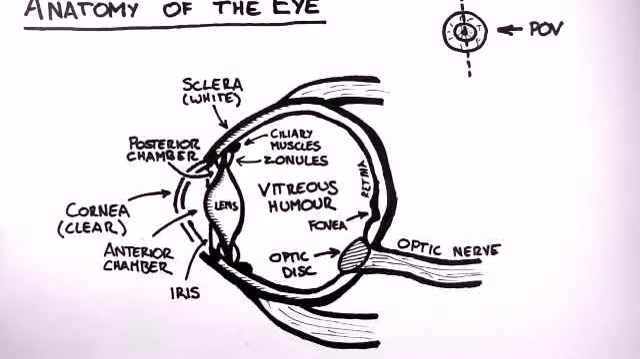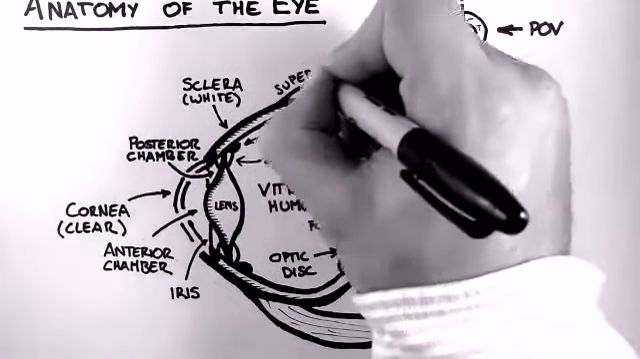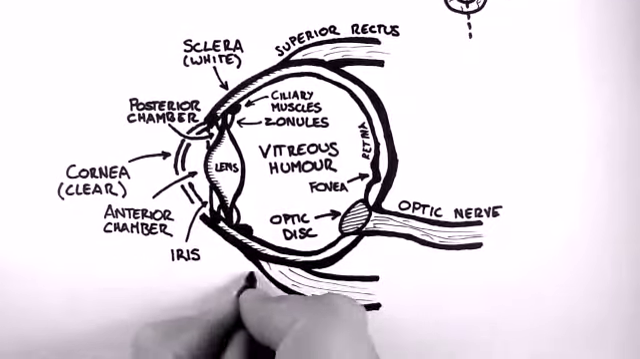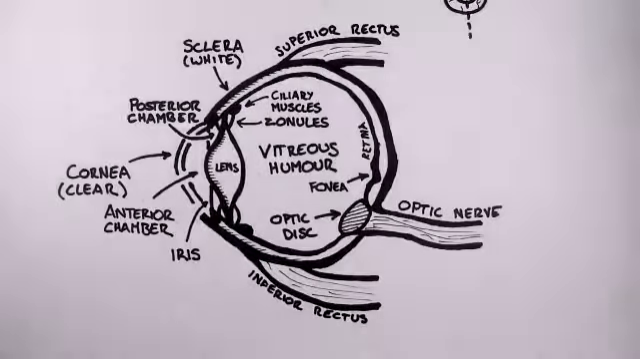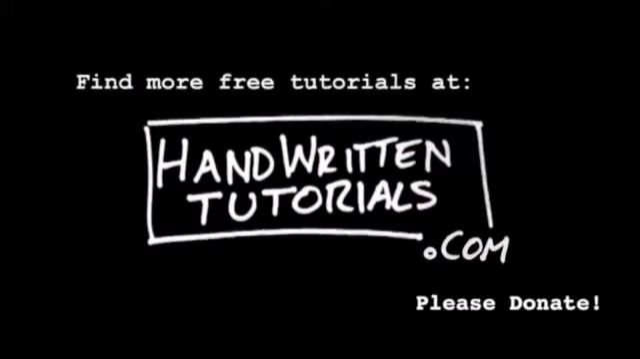And on this view, we can also see two of the 6 muscles responsible for eye movements. They are the superior rectus muscle and the inferior rectus muscle. And that's an overview of the general anatomy of the eye.